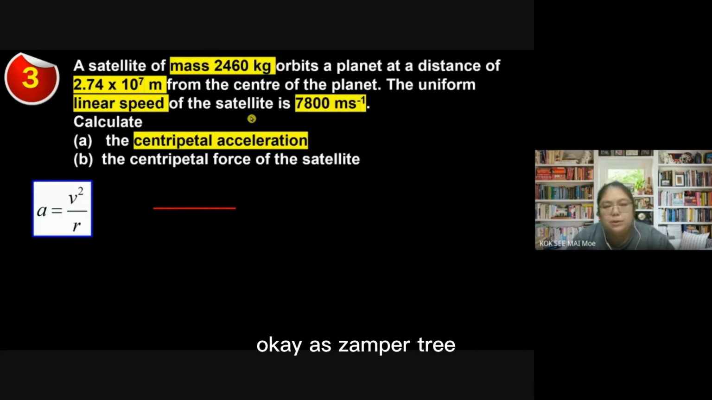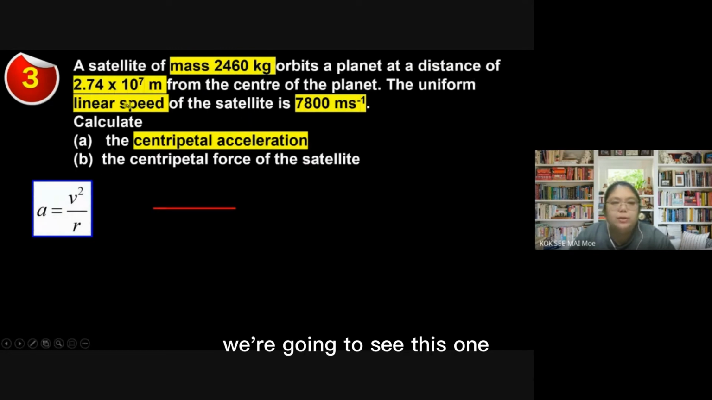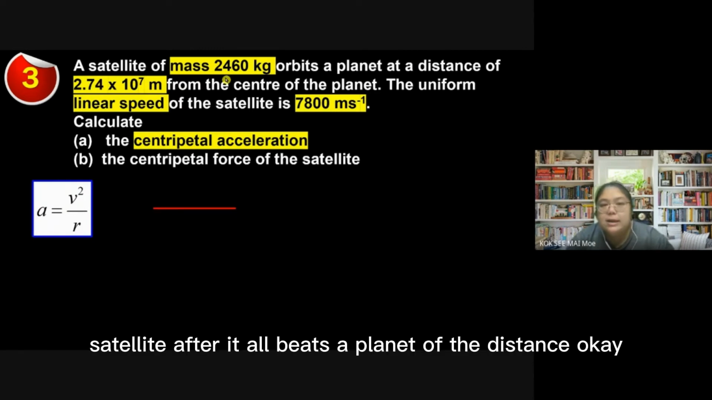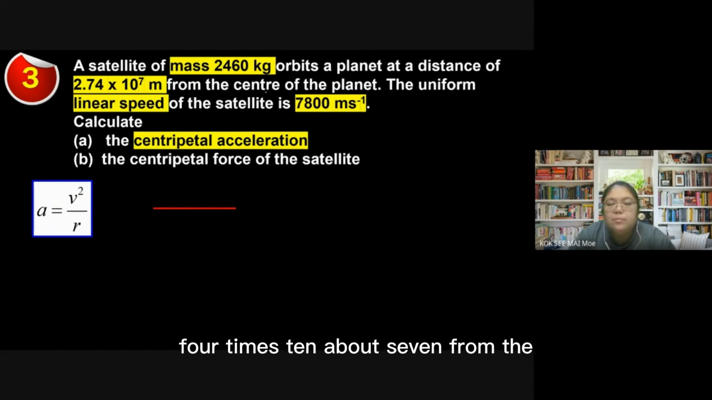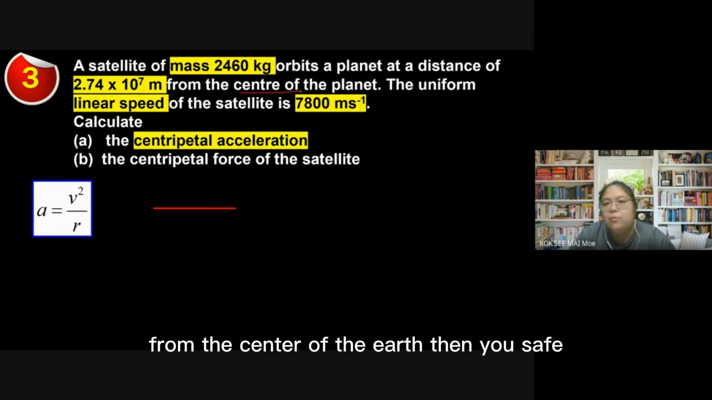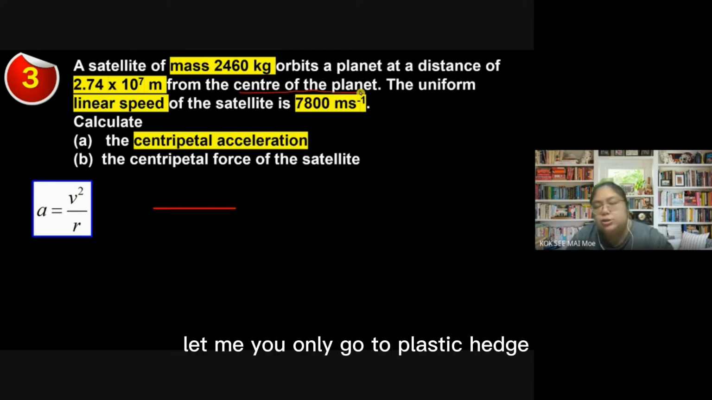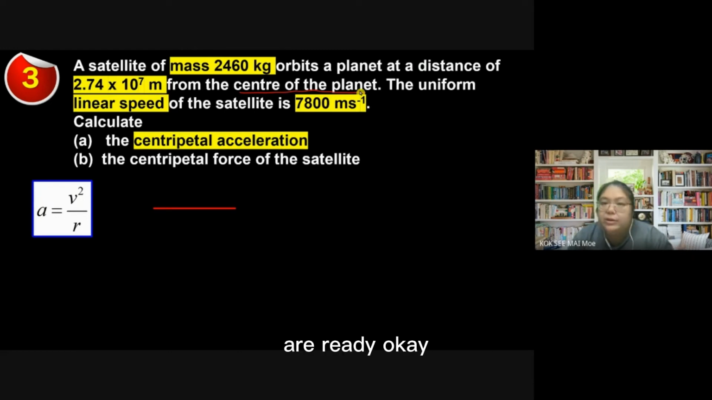Okay, example 3. Why do all the formulas come out already? Okay, we're going to see this one. A satellite of the mass 2,460 orbits a planet at a distance of 2.74 times 10 power 7 from the center of the Earth. When they say from the center of the Earth, that means you no need to plus the H. They already told you exactly the radius.